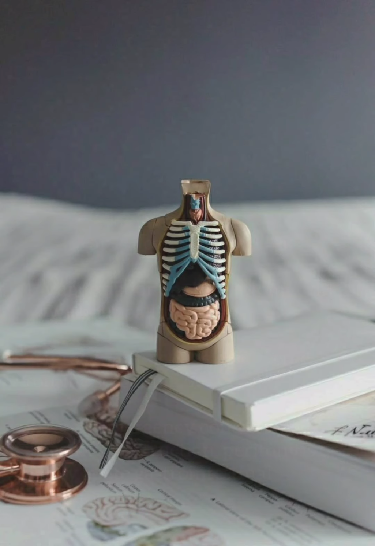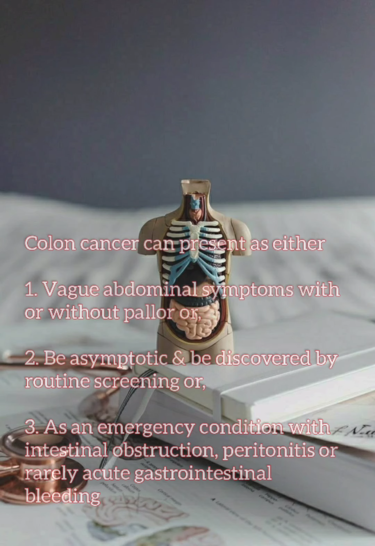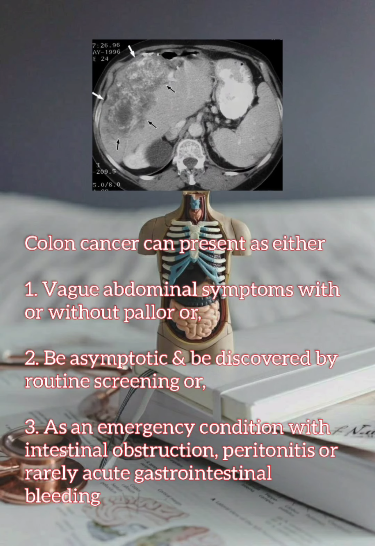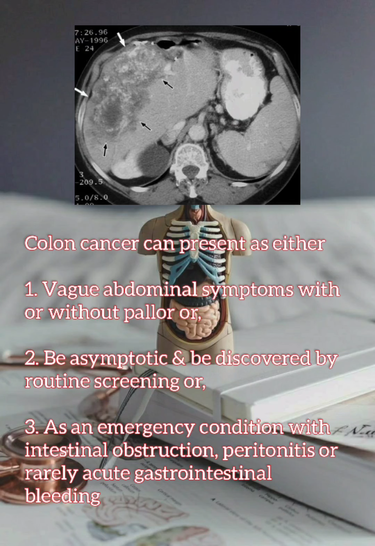Now, colon cancer can present in three different ways. One is that there'll be vague abdominal symptoms with or without pallor, depending on how much blood loss there has been, leading to anemia. Second, it'll be completely asymptomatic, which is actually really common, and the cancer is discovered by routine screening. And third, as an emergency condition, because the tumor has grown to a size where it's obstructing the intestine and the passage of feces, leading to acute abdomen or peritonitis, or very rarely acute gastrointestinal bleeding.